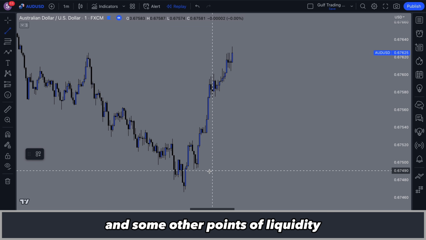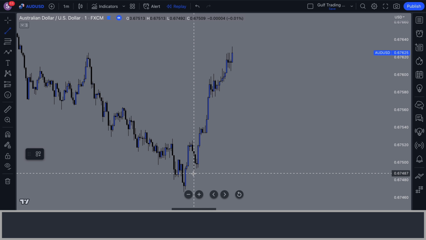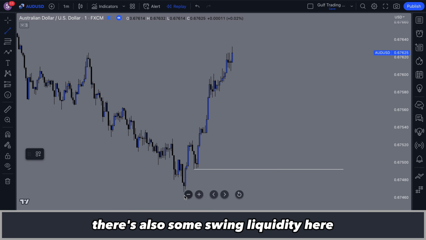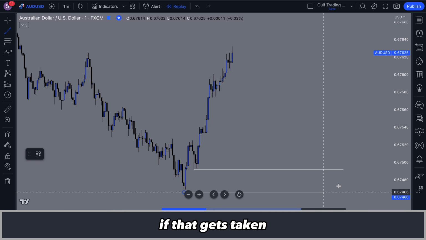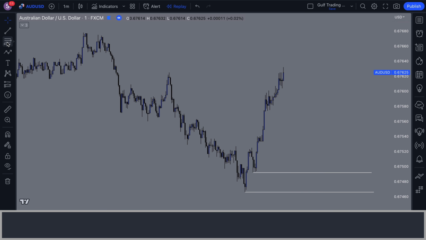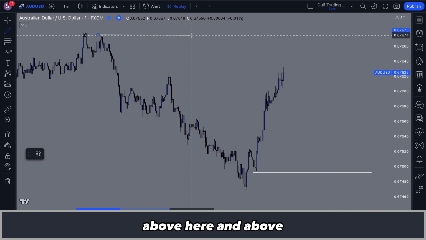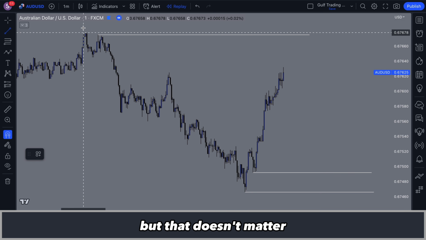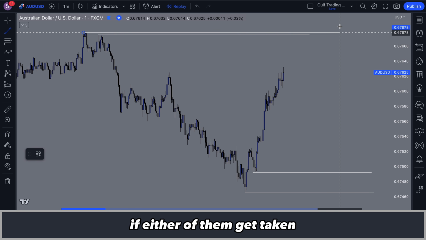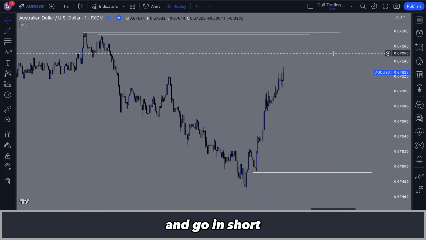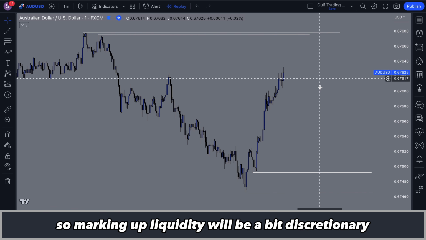And some other points of liquidity, there's some liquidity down here, so we can mark that up. There's also some swing liquidity here, which if it gets taken, could be a nice setup. But for buy side liquidity, I see some above here, and just a high above it, quite close together, but that doesn't matter. If either of them gets taken, then we can look for our change of character and go in short. So marking on liquidity will be a bit discretionary.